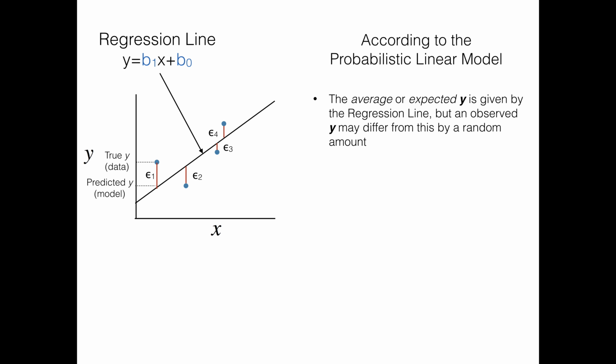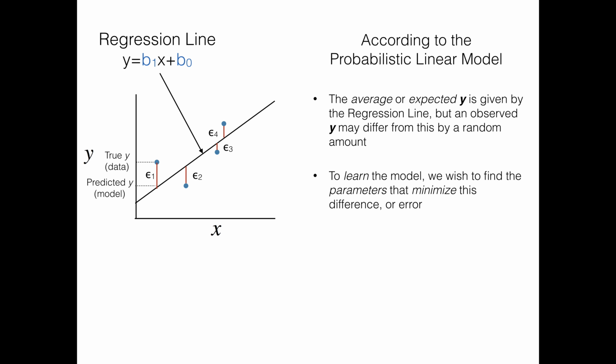Great. So, according to probabilistic linear models, we can make the following claim: that the average value of y is given by this regression line, y equals b1x plus b0, but an observed y can deviate from this regression line by some random amount that we're capturing in this epsilon.